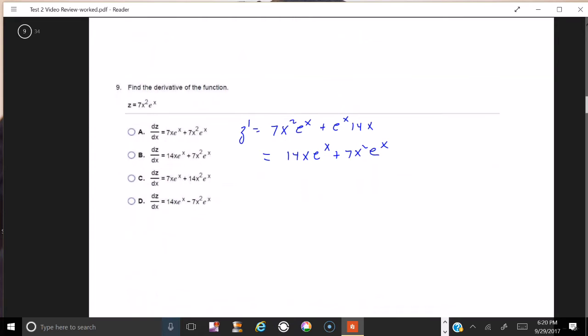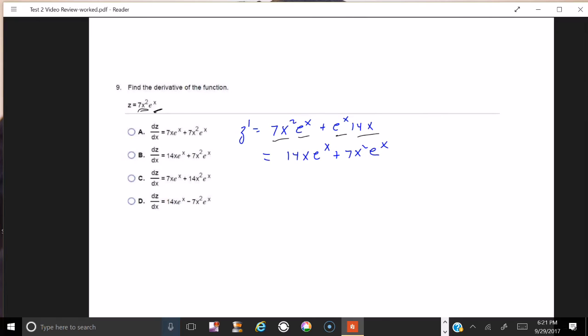Now let's find the derivative of this function. It's a product of two different functions, and we'll say the first will be called 7x squared, and the second would be e to the x. So the product rule says the derivative is the first times the derivative of the second. The derivative of e to the x is e to the x, plus e to the x, which is the second, times the derivative of the first, which is 14x.